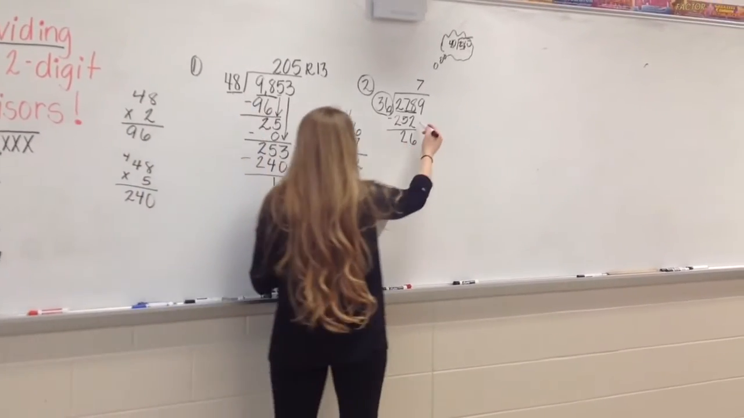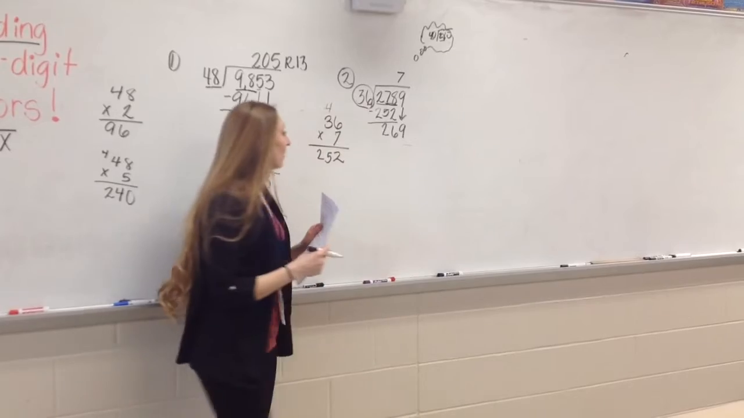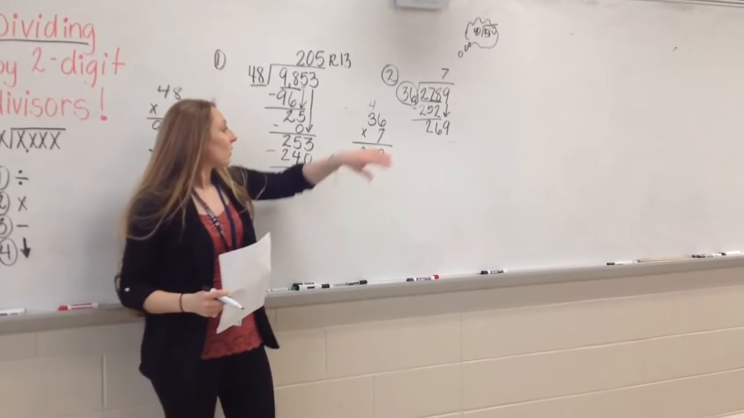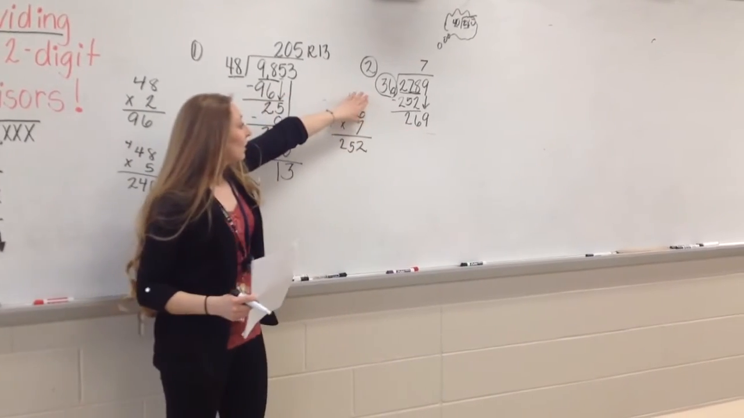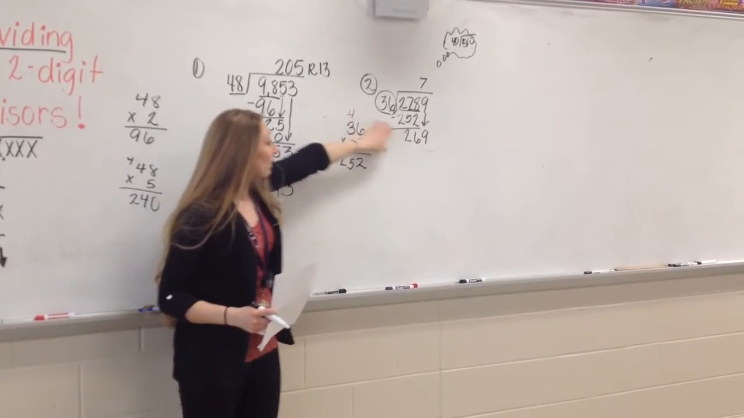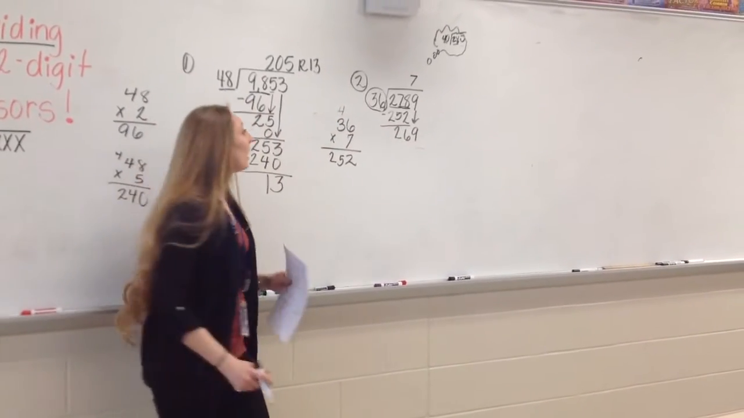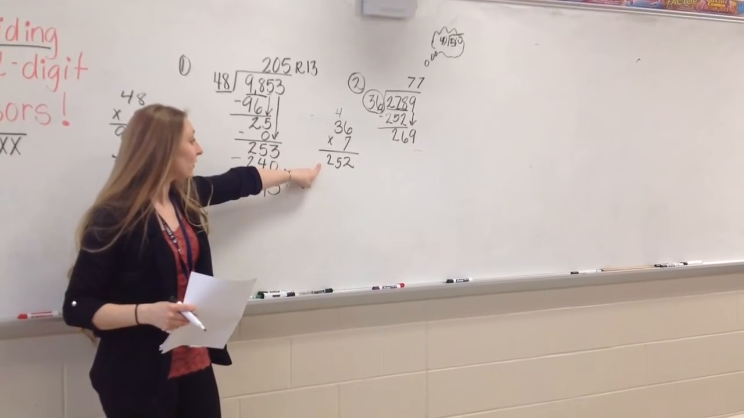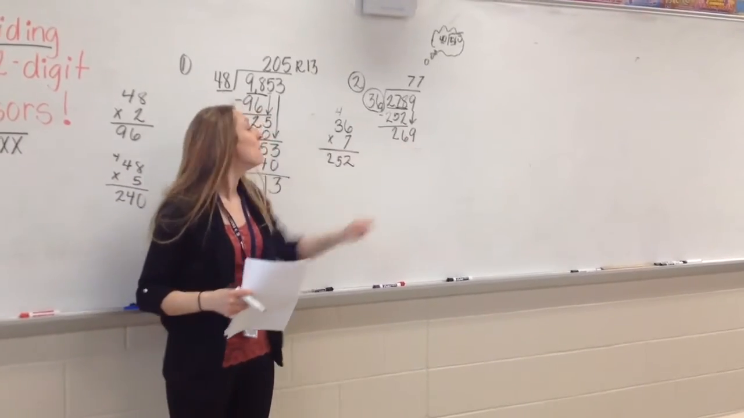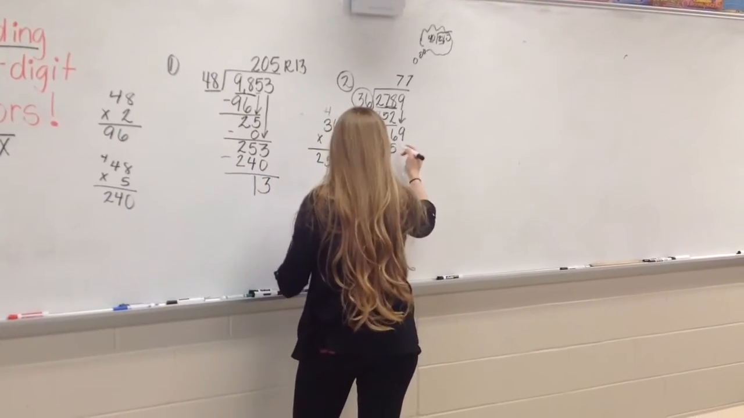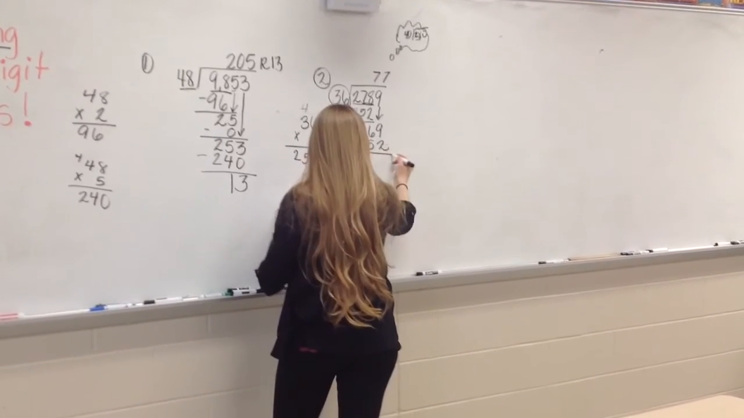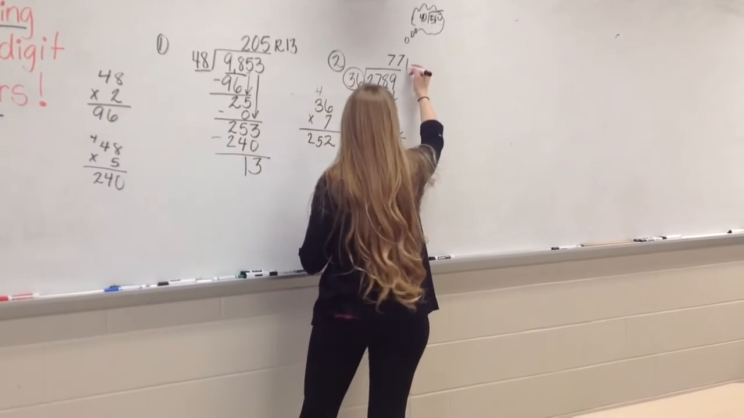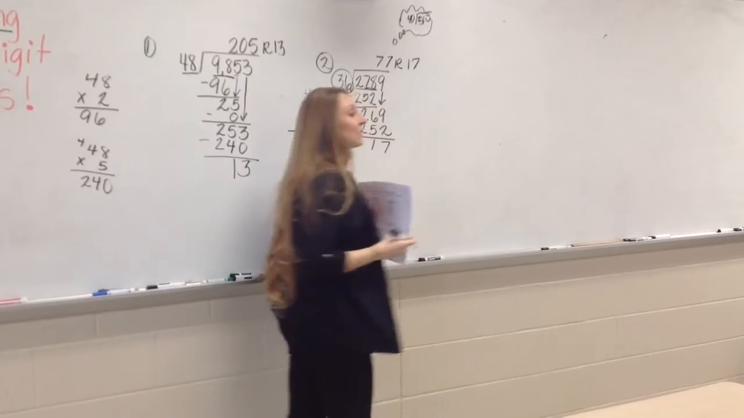Now I can drop down the 9, and I have the number 269, which needs to be divided by 36. I'll take 269, ask myself how many times does 36 go into 269. I know it goes in 7 times. Look over here, 36 times 7 is 252. That's pretty close to 269. Subtract it. And I have 17 left over. So the answer here is 77 with a remainder of 17.